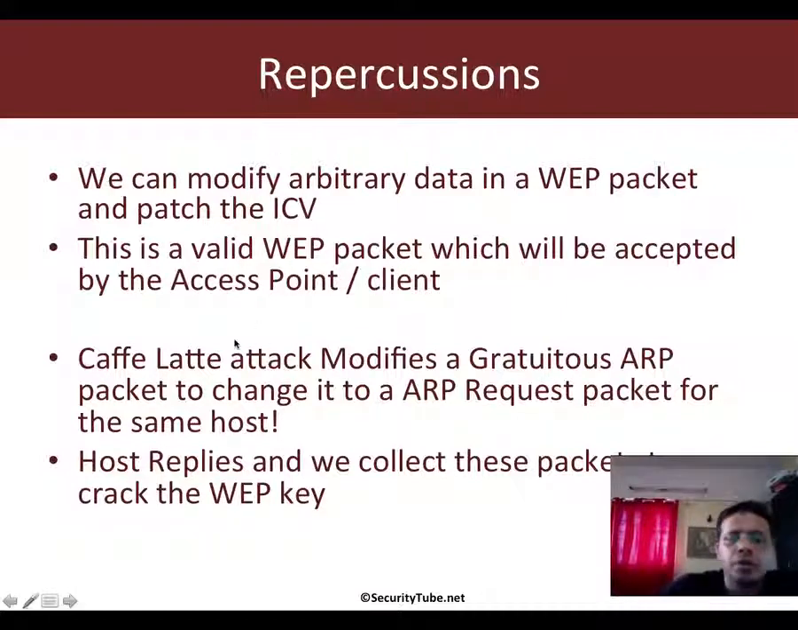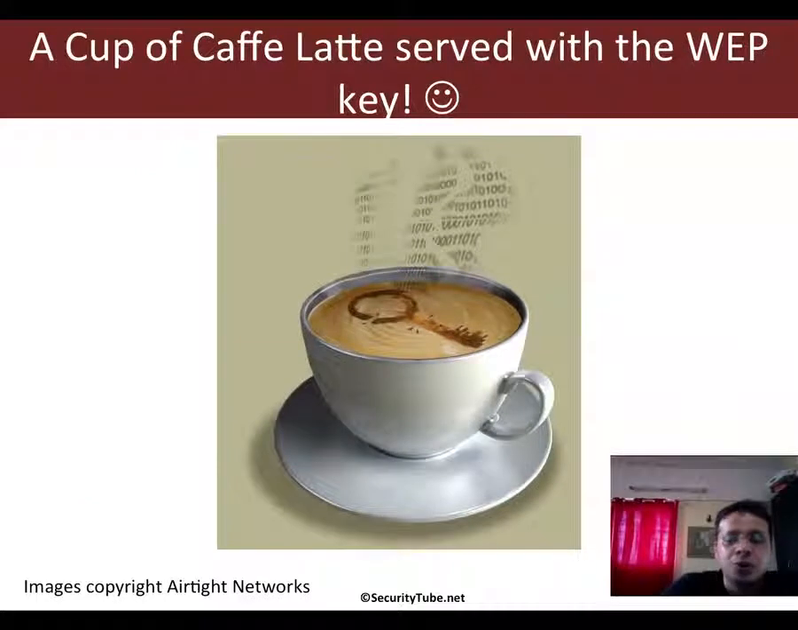Now the cafe latte attack and a lot of other things actually use this property to play around with various packets and break WEP encryption, right? We will understand that in a bit. So now we are formally going to start the cafe latte attack. And this is the picture which I had used in the original presentation, a cup of cafe latte served with the WEP key. And if you see, there is actually a WEP key inside the cup of cafe latte.